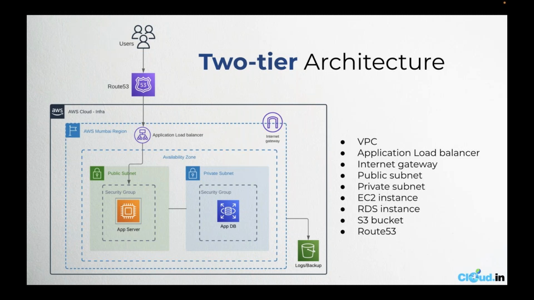Okay, so in summary, this architecture uses a VPC with a public and private subnet and an internet gateway to provide internet connectivity, along with EC2 instances and an RDS instance to store data. It will act as a database, and the S3 bucket will store static content, logs, or backups.